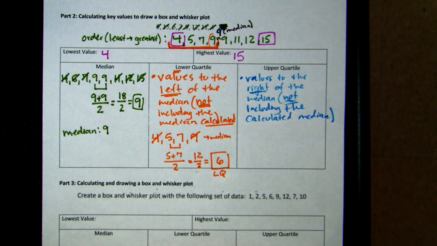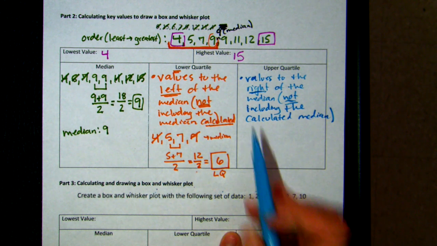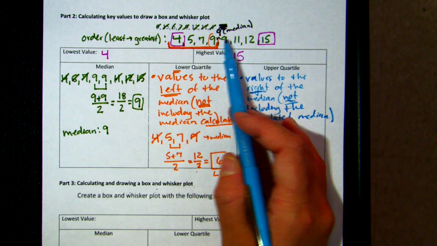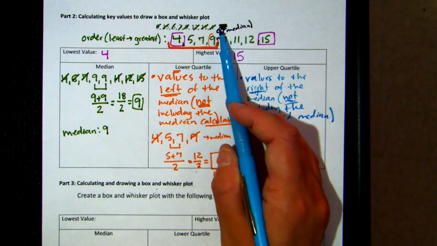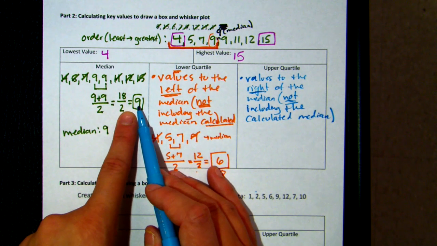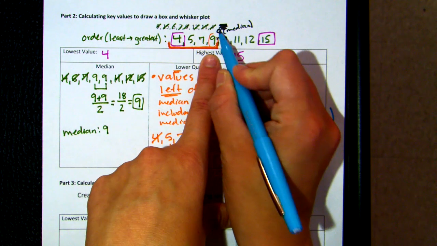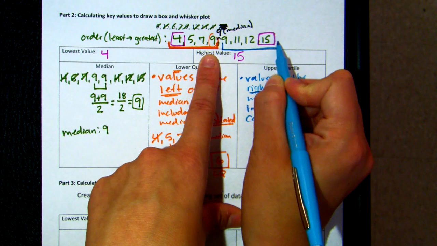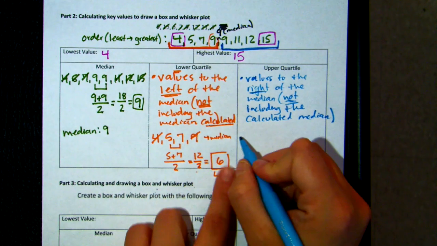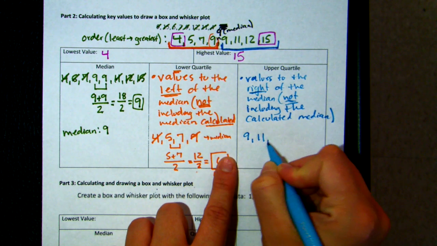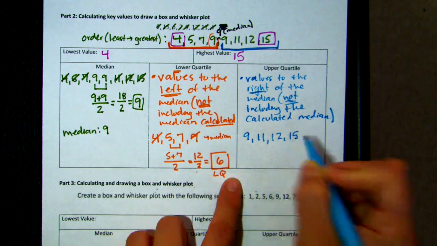Okay, not including the calculated median. So if I'm looking back at my data set up here, this is the median that I wrote in. That was the one that was calculated. So I'm looking for all values to the right of my calculated median. That's going to be values 9, 11, 12, and 15.